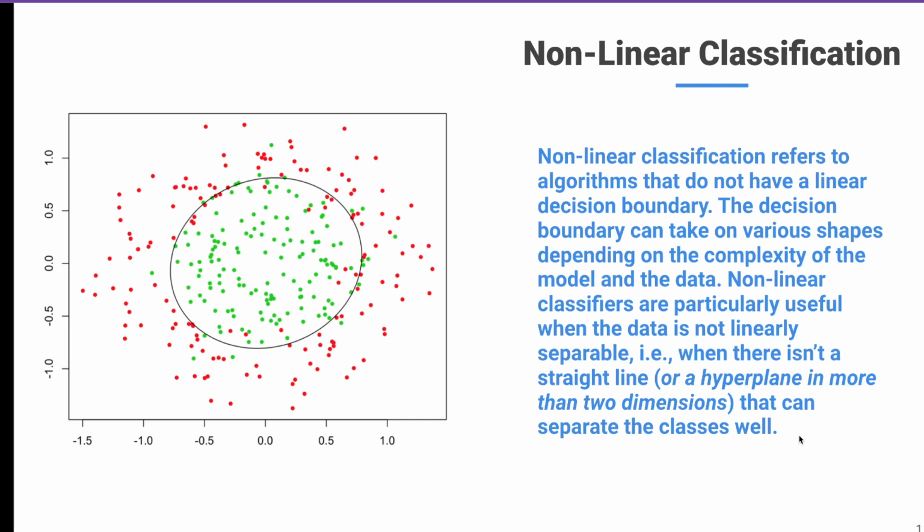Nonlinear classifiers are particularly useful when data is not linearly separable, when there's not a straight line or a hyperplane in more than two dimensions that can be separated as well. When I review the SVM model, we're going to talk about kernel trick. A kernel trick is basically to move this data to a three-dimensional model, and once it's in a three-dimensional model, I might be able to draw a straight line through it.